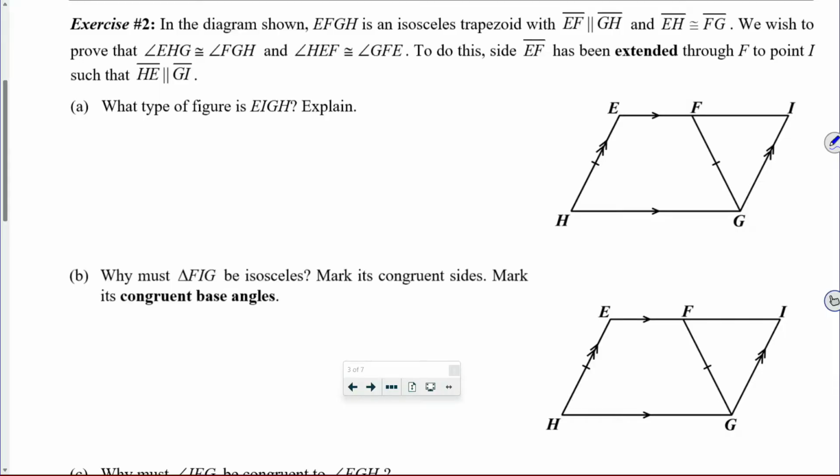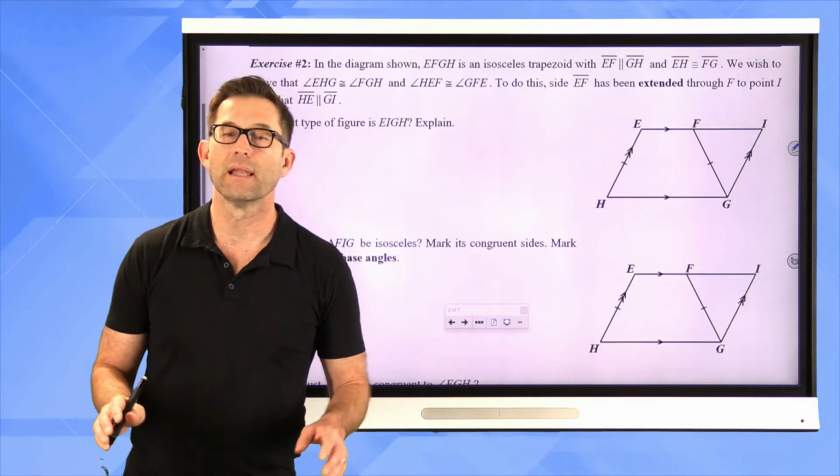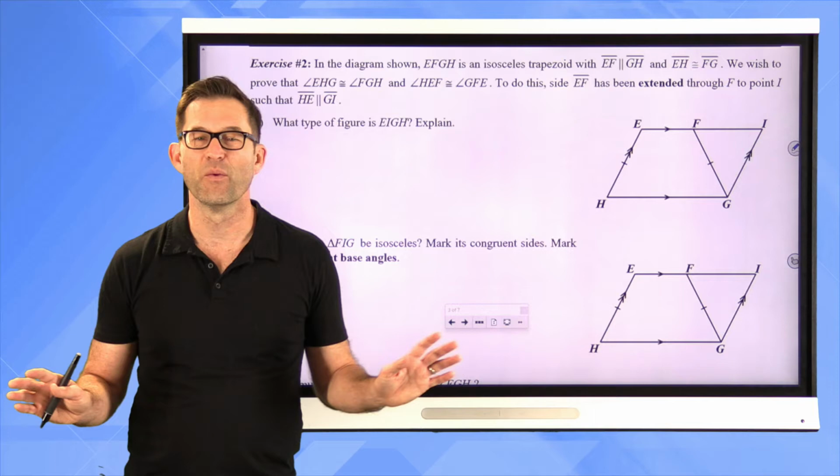In the diagram shown, EFGH is an isosceles trapezoid with segment EF parallel to segment GH and segment EH congruent to segment FH. We wish to prove that angle EHG is congruent to angle FGH and angle HEF is congruent to angle GFE. To do this, side EF has been extended through F to point I such that HE is parallel to GI. Okay, there's a lot going on there.